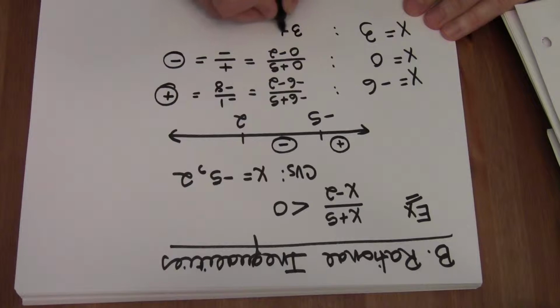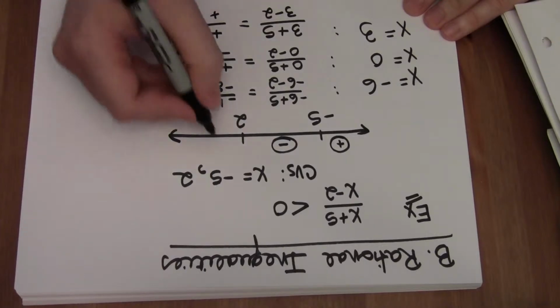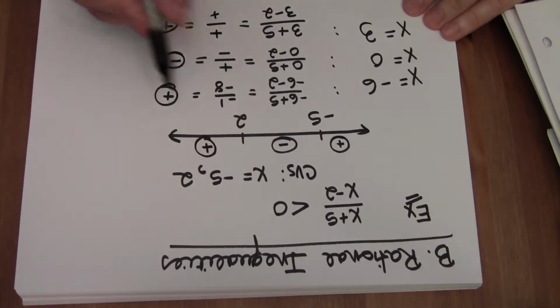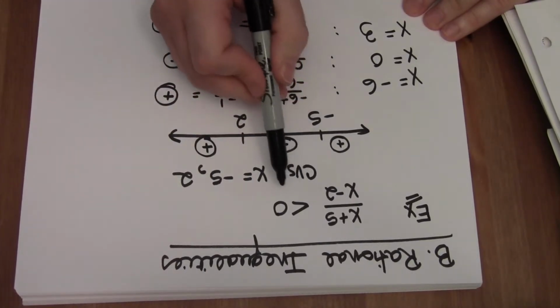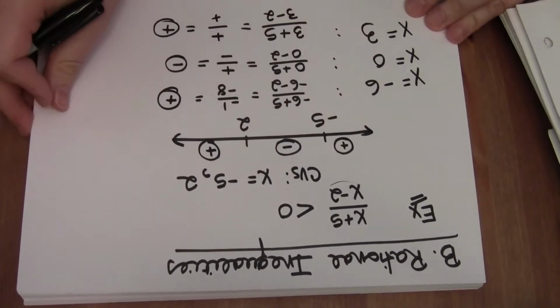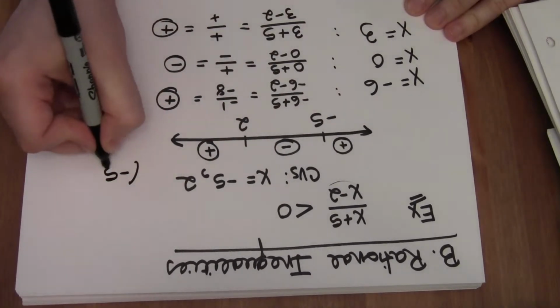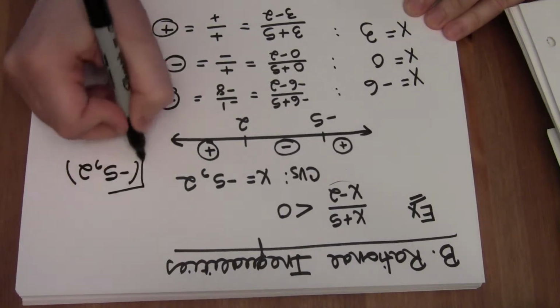Plugging in 3, we get (3 + 5) over (3 - 2). That's a positive over a positive, so that last region is positive. I'm looking for all the regions where this expression is less than 0, so I think that's going to be between -5 and 2.